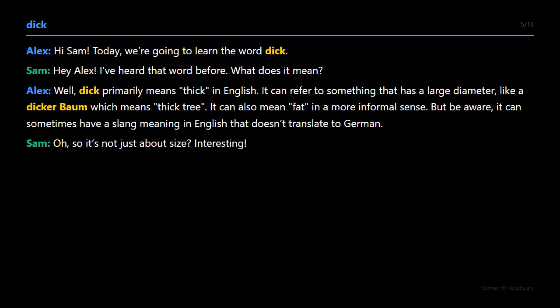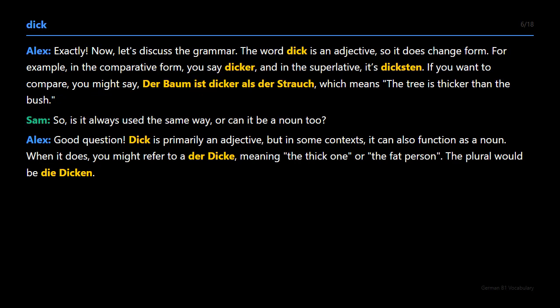Exactly. Now, let's discuss the grammar. The word "dick" is an adjective, so it does change form. For example, in the comparative form, you say "dicker," and in the superlative, it's "am dicksten." If you want to compare, you might say, "Der Baum ist dicker als der Strauch," which means the tree is thicker than the bush.